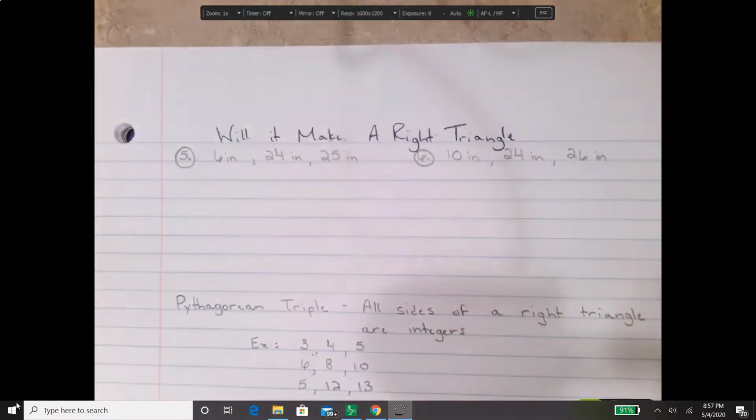Let's go ahead and finish this off. We have just a couple more problems left on this lesson. Kind of a short one today, kind of an easier lesson to get the week started. So number 5, I've got 6, 24, and 25, and these are all inches. My question is, will it make a right triangle? So I'm given 3 separate lengths, and I want to know, will they make a right triangle?